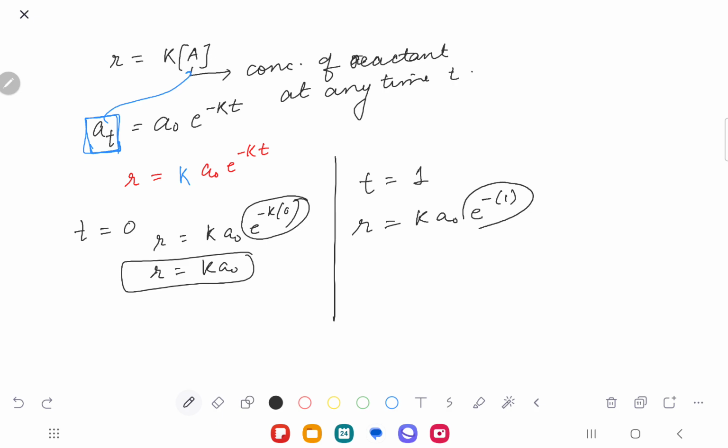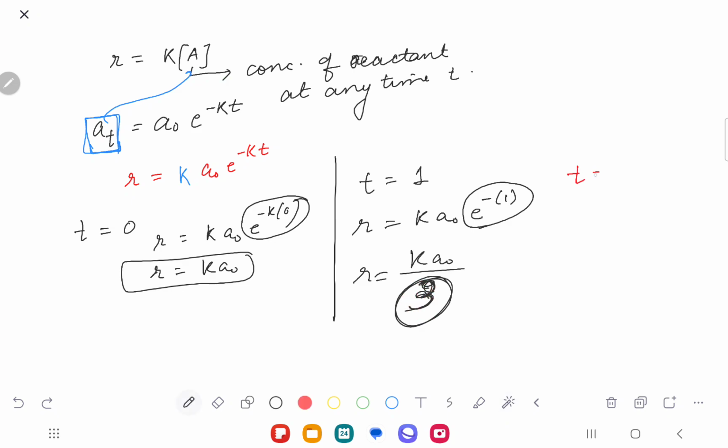Yes, ma'am. e raised to power minus 1 basically means K A naught by e. e is nothing but 2.7, rounded off to 3. So the new rate is basically one third. Just after 1 second, the new rate shall become one third approximately. My point here is that you have divided by 3.